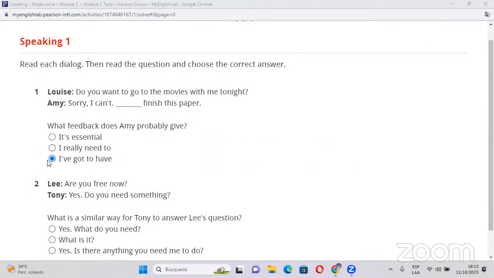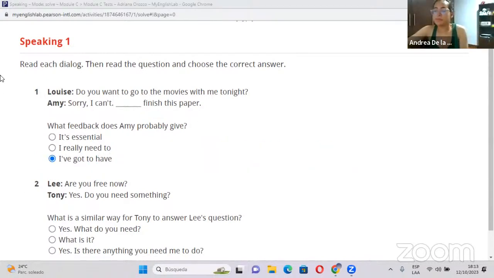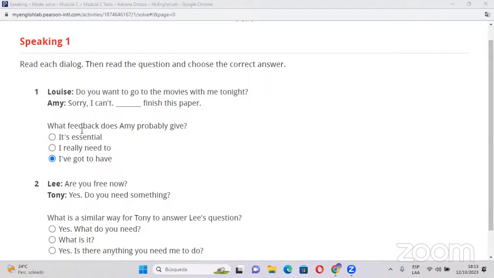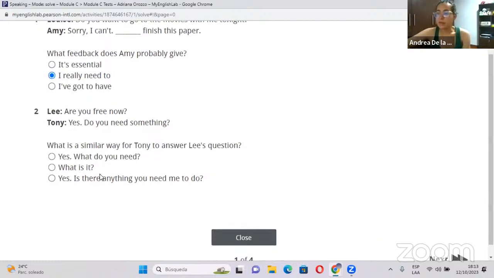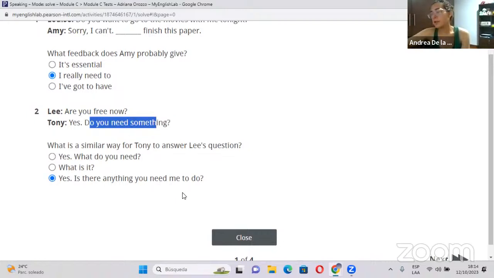Okay. So which do you think it is then? Yeah, I really need to. Exactly. I really need to finish this paper. Now, are you free now? Yes. Do you need something? What's a similar way for Tony to answer this question? In this case, it was correct. Yes. Is there anything you need me to do? Which was the more polite way of answering. And it's a similar way of saying, do you need something? Is there anything you need? Basically the same.